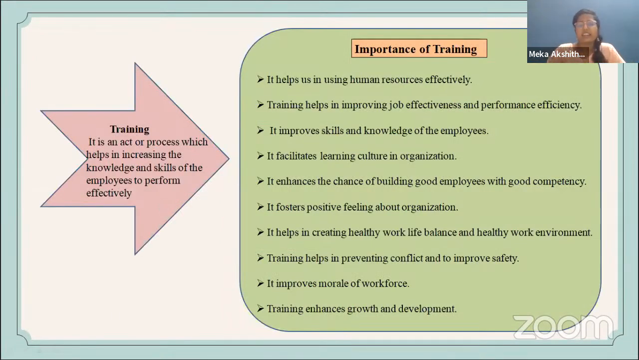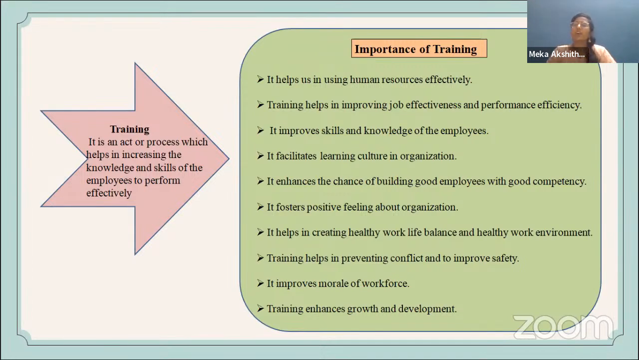So, training is an act or process which helps in increasing the knowledge and skills of the employees to perform effectively. For example, there is a gap between the expected performance and the actual performance of the employee. In order to make the actual performance the expected performance, you can give training. Training is the act or process which improves the skills and abilities of individuals, so that it can make them perform better.